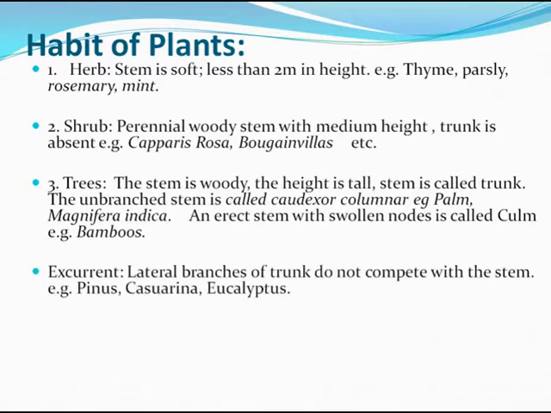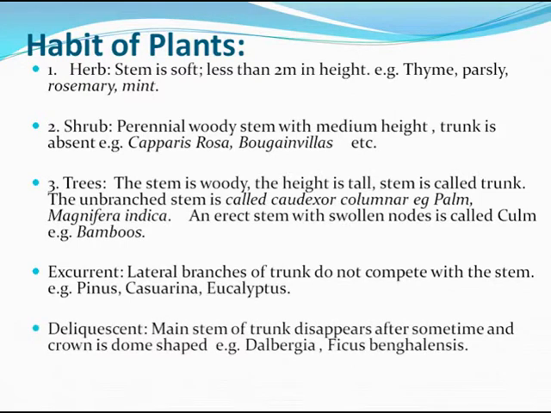Excurrent are the ones which have lateral branches off the trunk. They do not compete with the stem. Examples are pinus, casuarina and eucalyptus. Deliquescent are those in which the main stem or trunk disappears after some time and the crown is dome-shaped. Examples are Albizia and Ficus bengalensis.